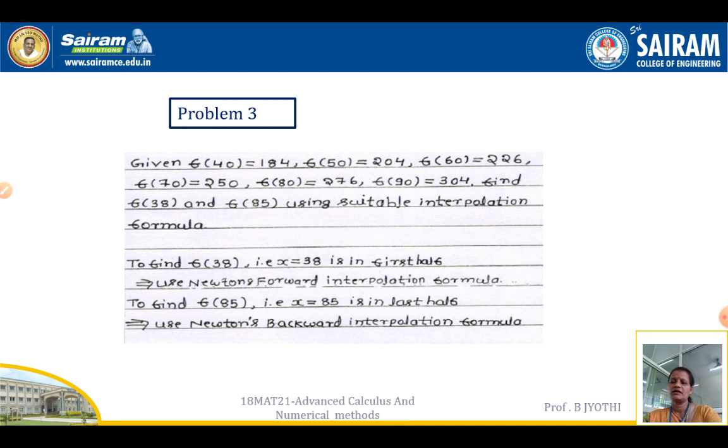Next problem. Given f of 40 is 184, f of 50 is 204, f of 60 is 226, 70 is 250, 80 is 276 and 90 is 304. Find f of 38 and 85 using the suitable interpolation formula. To find f of 38, that is x is equal to 38, it is in the first half, so use the forward interpolation formula. Whereas for f of 85, that is x is equal to 85, it is in the last half, so use the backward interpolation formula. So in this problem, we are using both forward as well as backward interpolation formulas suitably.